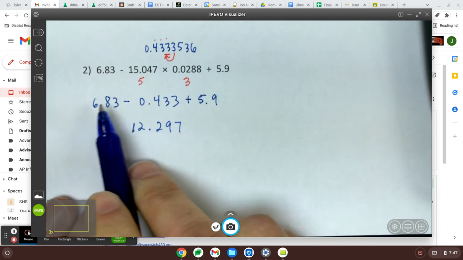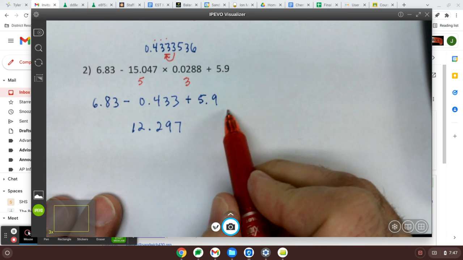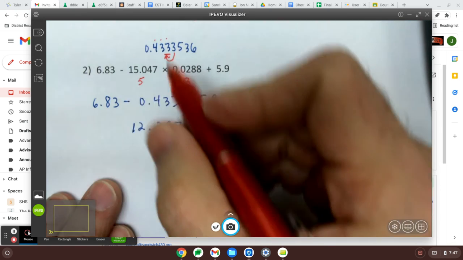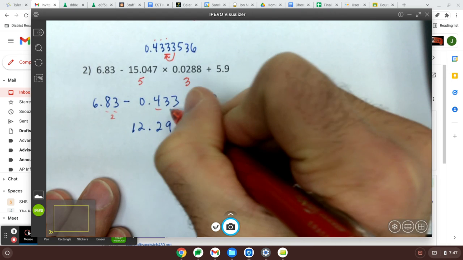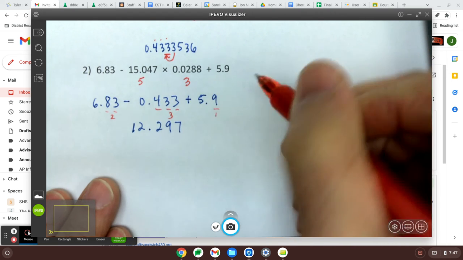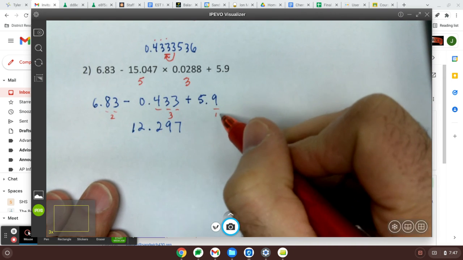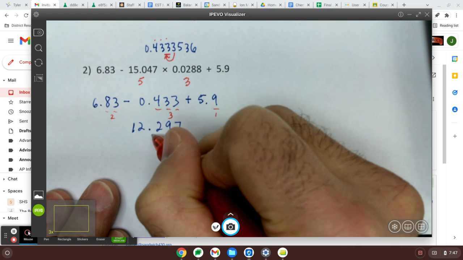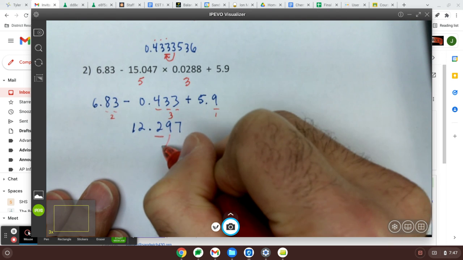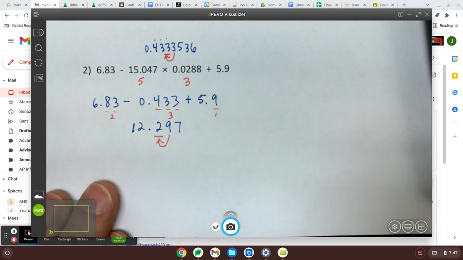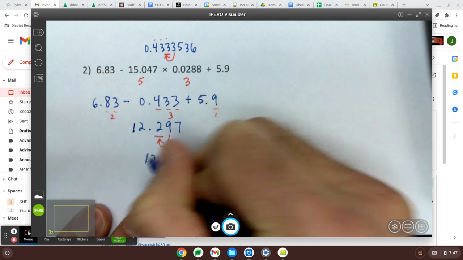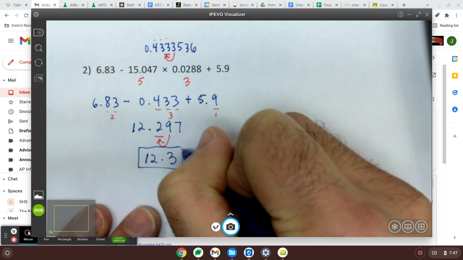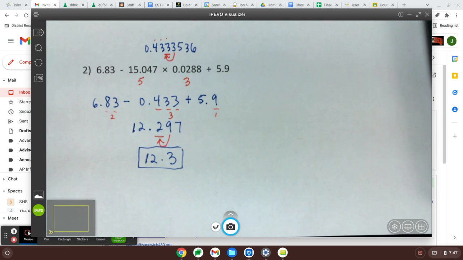12.297. Now, luckily, all of these have decimal places, so we can do the little trick with how many decimal places they have. So this has 2, this has 3, this has 1. So our answer needs the smallest number of them, which is 1. So 1 decimal place would be to the 2. The 9 will round that up. So our final answer will be 12.3. And there we go. And we're finished.